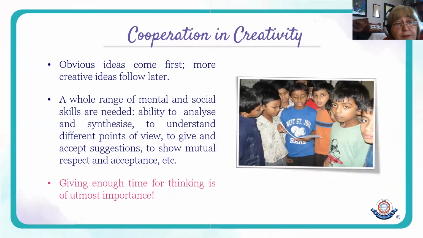Through this process of creativity, obvious ideas come first. And then if we give enough time to children, more creative ideas follow later. So children need a lot of mental and social skills in this process. They need the ability to analyze, to synthesize, to understand different points of view, to cooperate in a group, to give and accept suggestions, to show respect and acceptance to each other. And giving enough time is very important.